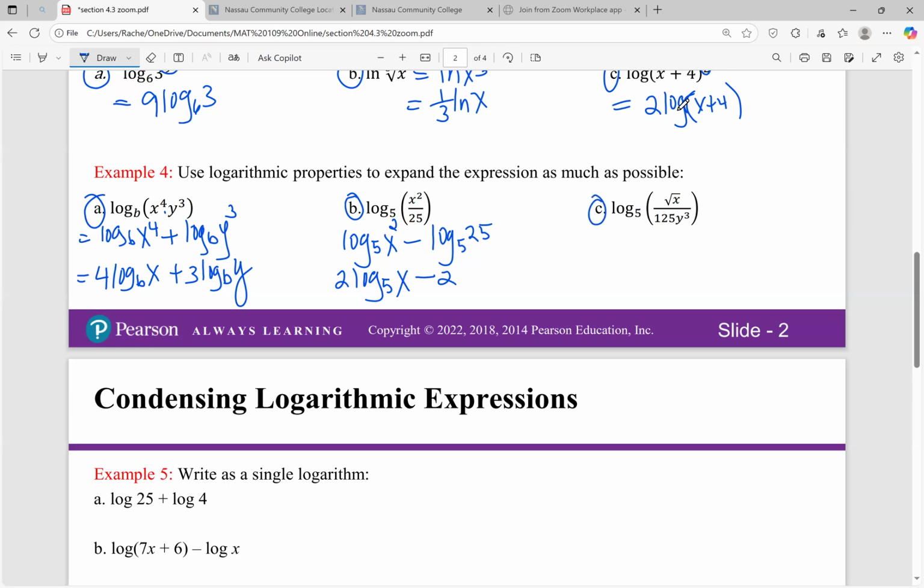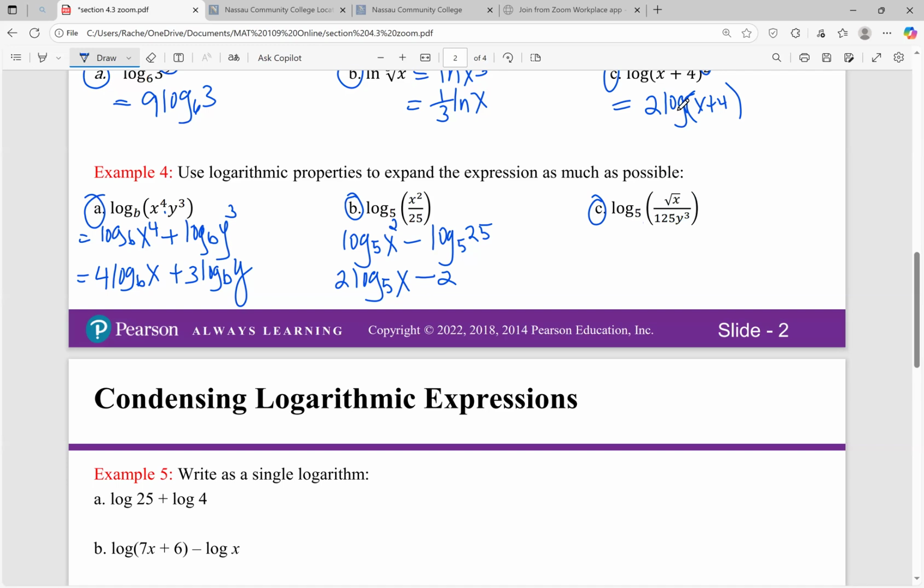We'll do one more. So we have log base 5 of the square root of x divided by 125 times y to the 3rd. So I actually have a couple things going on here. I have a quotient. This is a big fraction, but within the denominator, I have multiplication. I have a product. I have 125 times y to the 3rd. So I'm going to have a couple of things going on here, but let's start with the bigger picture, right? The big picture is this division. This is a big division problem, but there's multiplication within. So let's start with division.